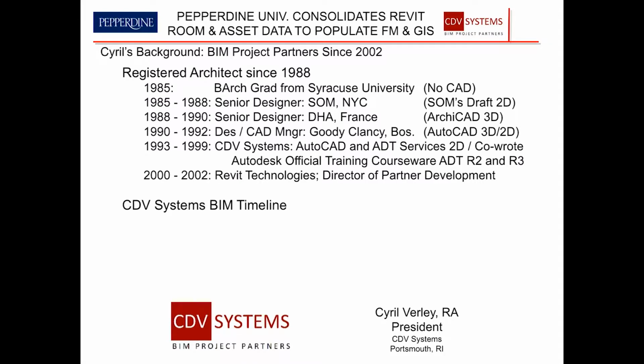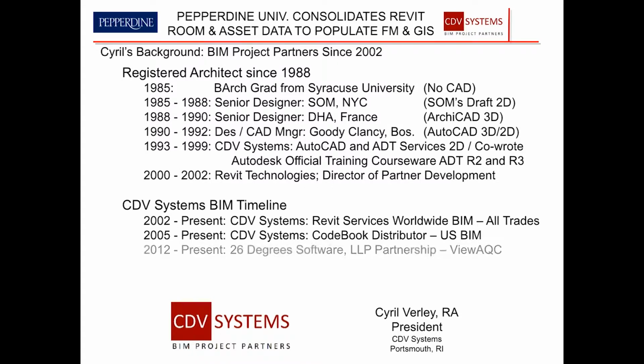We've been providing Revit services to the AEC market since 1992, CAD initially, and then Revit starting in 2002. So our Revit, our BIM services got sort of timeline. We've been providing Revit services to firms around the world since 2002. We got involved with this external database called CODEBOOK, which is a SQL Server database, in 2005. In 2012, we have a partnership with a company, 26 Degree Software, with a product called VUAQC. And just last year, we started getting involved with 3D photo scans.